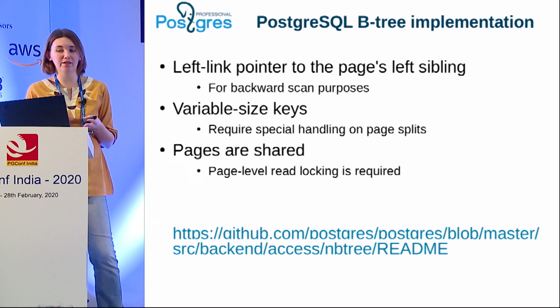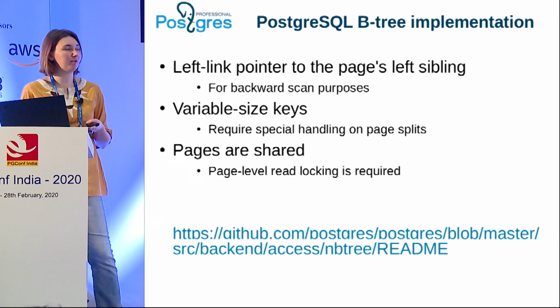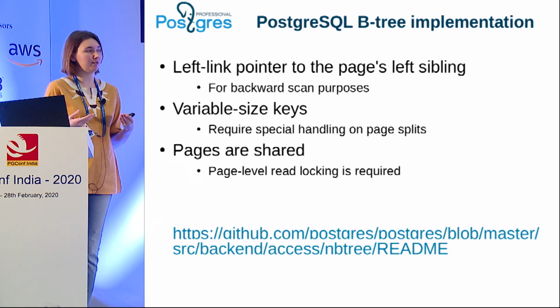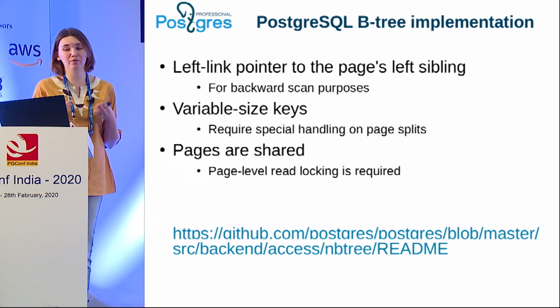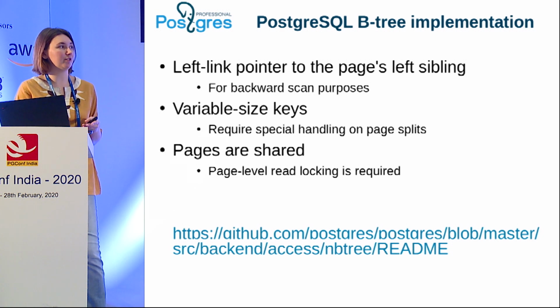And the last point here is that all pages in B-tree are shared. They are located in shared buffers, so page level read locking is still required. We also need write locking when we update the pages. So sometimes it's also a performance issue when too many writes into a B-tree create some lock contention. If you want to dig into more details, you can check the B-tree README, which contains all information about the similarities to theory, the differences, and very much information about the exact implementation of Postgres B-tree.